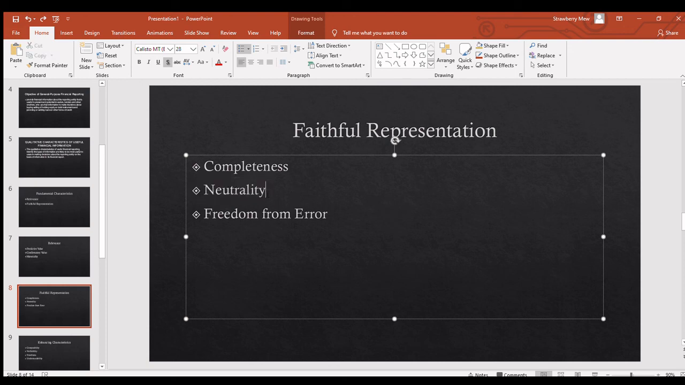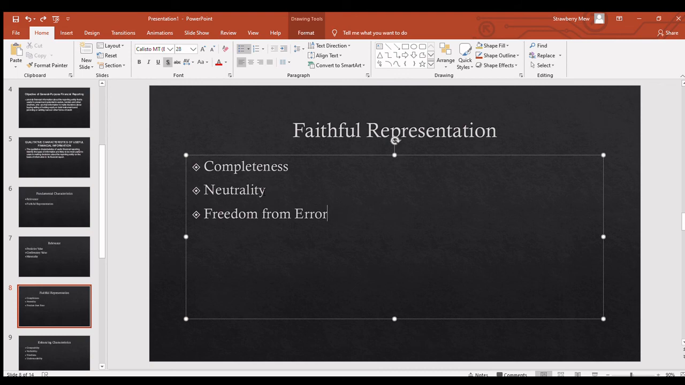So an information should not be biased, right? It should be objective. Okay? So kapag bias na ang isang information, it favors a certain side, it is not faithfully represented. It should be neutral or it should not be biased.